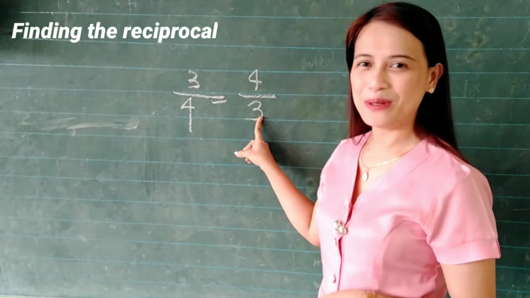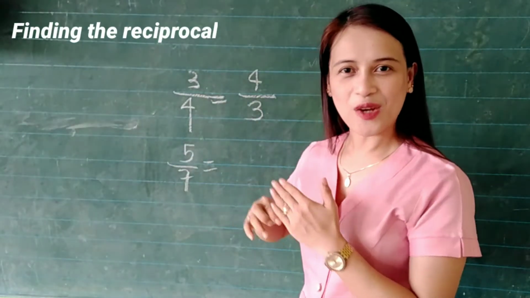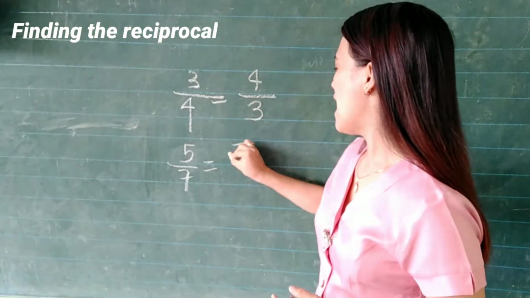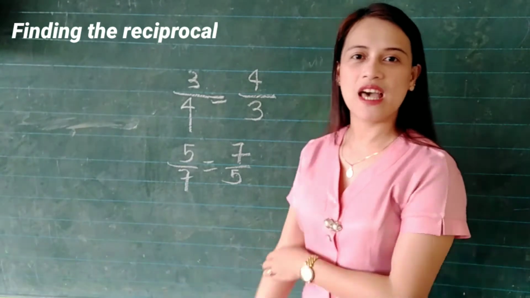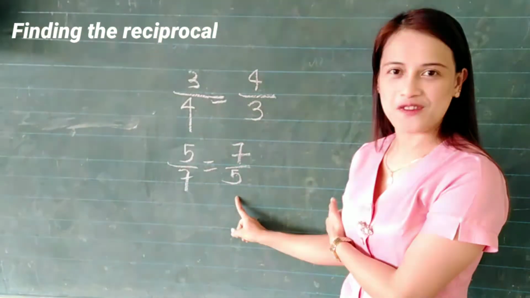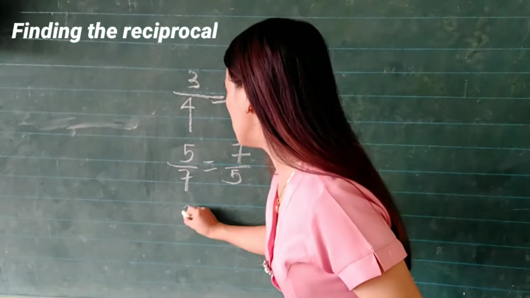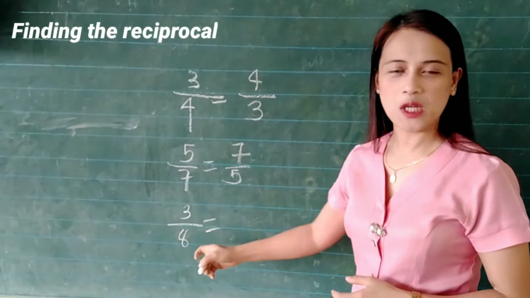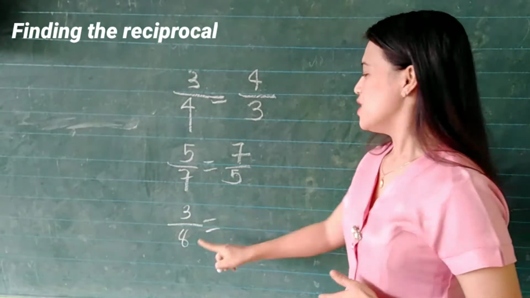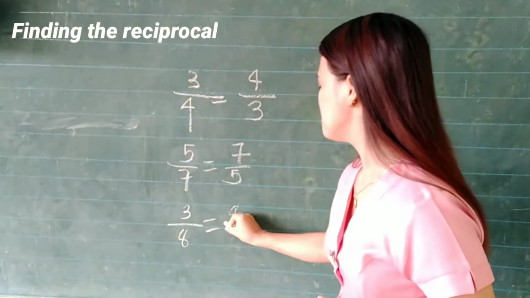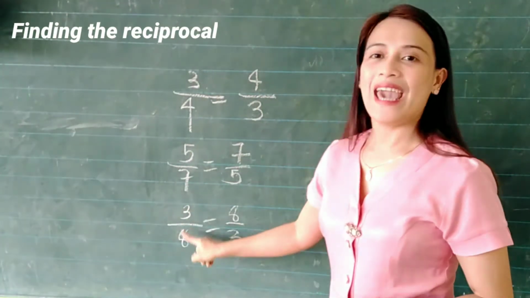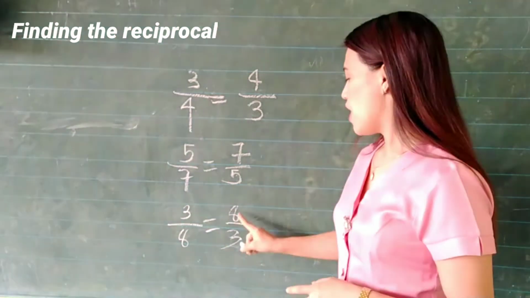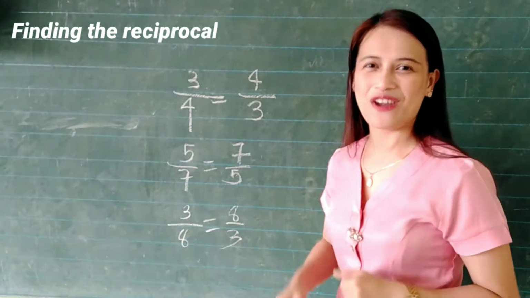Let's have another example. 5/7. Baliktaron lang na to. So 7 sa taas, 5 sa baba. So the reciprocal of 5 over 7 is 7/5. Let's have a last example. 3/8. What's the reciprocal? Baliktaron lang na to. So 8 becomes the numerator, 3 becomes the denominator. So the reciprocal of 3/8 is 8/3. So that's it. Very simple.